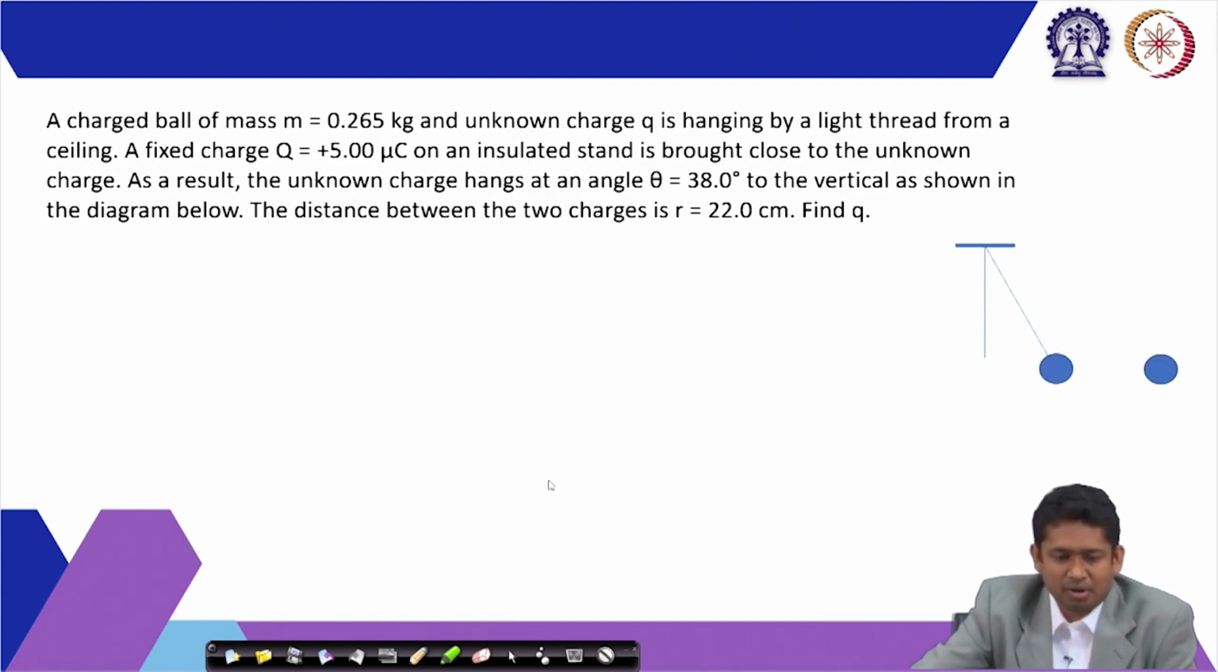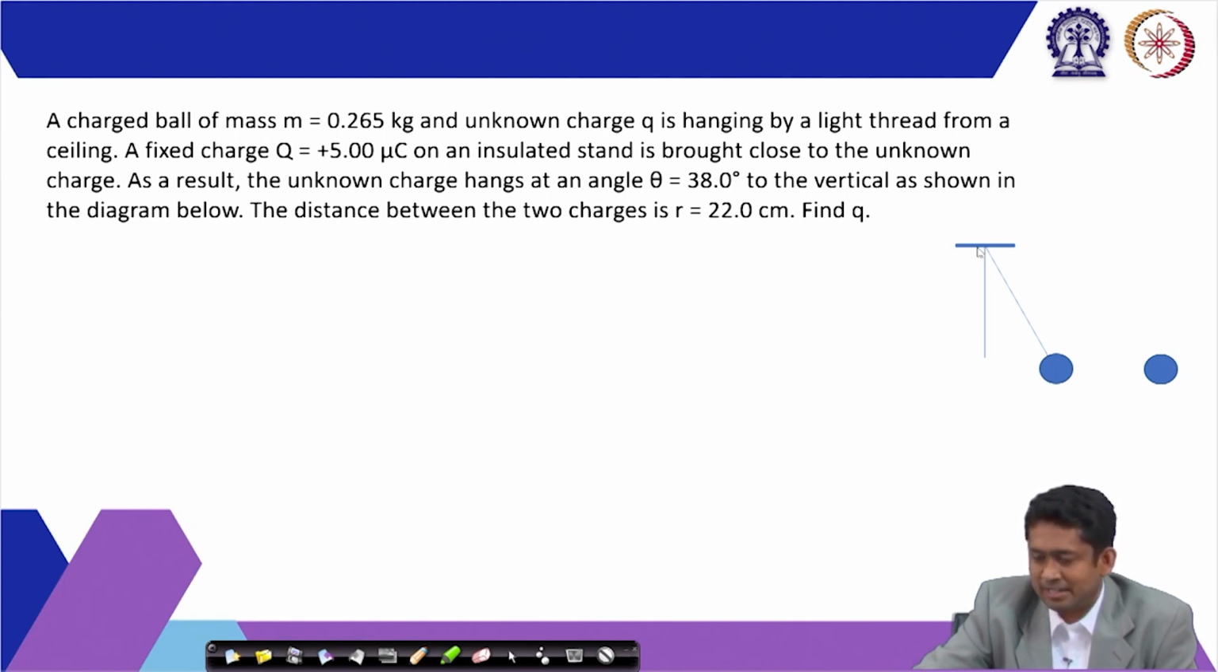A charged ball of mass m equal to 0.265 kilogram and unknown charge q is hanging by a light thread from a ceiling. So, this is the charged ball. A fixed charge Q equal to 5 microcoulomb on an insulated stand is brought close to the unknown charge, and as a result the unknown charge hangs at an angle theta equal to 38 degrees to the vertical as shown in the diagram below.